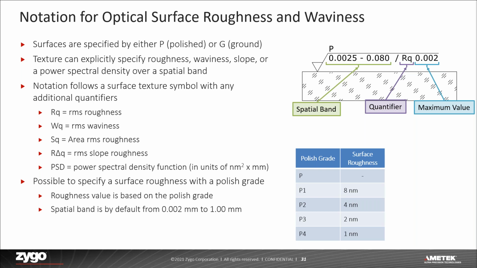Additionally, it is possible to specify a surface roughness with a grade system. This notation has a default spatial band of 2 microns to 1 millimeter. These would be stated as a P1 through P4 grade with the surface roughness specification from 80 angstroms down to 10 angstroms.